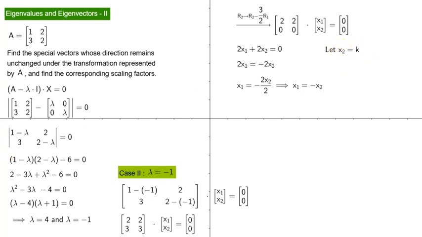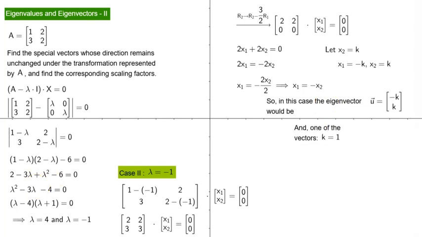Let x2 equal to k. Then x1 equal to minus k and x2 equal to k. So in this case, the eigenvector would be u equal to (minus k, k). Now let's put some values of k. k equal to 1 gives us (minus 1, 1). This is the vector u1. k equal to minus 2 gives us (2, minus 2). This is our vector. For k equal to 3, we get (minus 3, 3). So that is this vector.